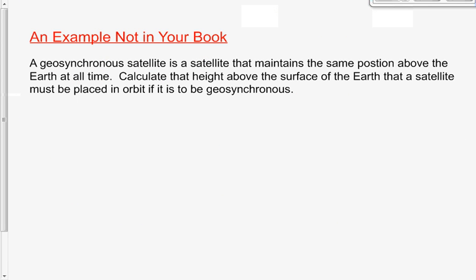I'm going to do one more example. This is the last example that we're going to do this unit. There's no practice problems to go along with it, just one example to finish things off. It talks about a geosynchronous satellite.